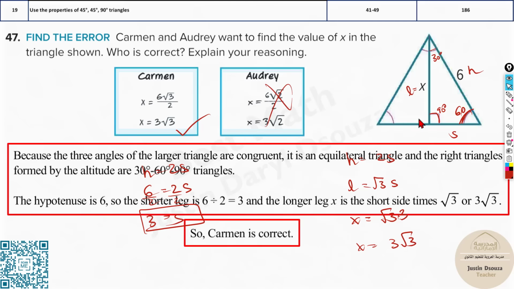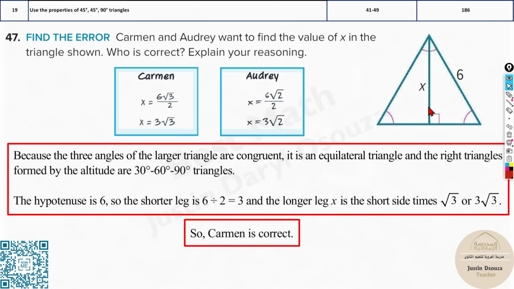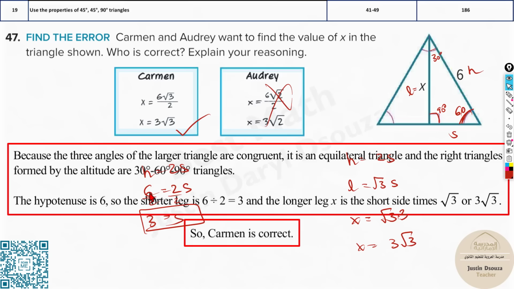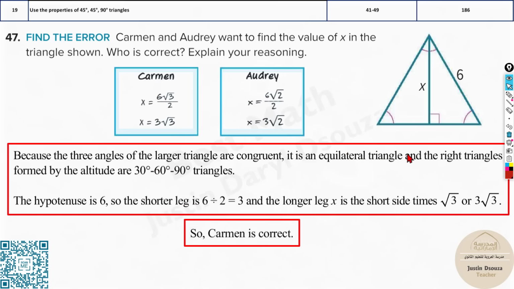Carmen is right. When we just solved it, we got the answer. I think the mistake she has done is she has used square root 2, that is in the 45, 45, 90 degrees. See, this is the accurate formula. Now 6 by 2 is basically 3. We have found the short side, right? See, we directly found it 3. They have written it as 6 by 2. It's up to you. You can write it as 3 square root 3 directly, and this is the correct one.